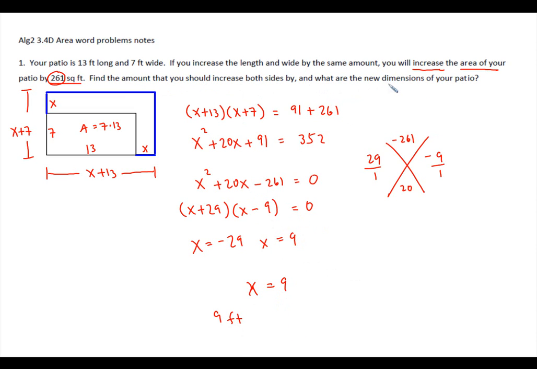And what are the new dimensions of your patio? Since x is 9, we have 9 plus 13, which gives us 22. And over here, 9 plus 7 gives us 16 for this side. So the new dimensions are going to be 22 by 16 feet.